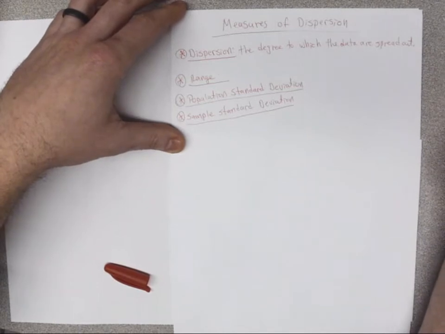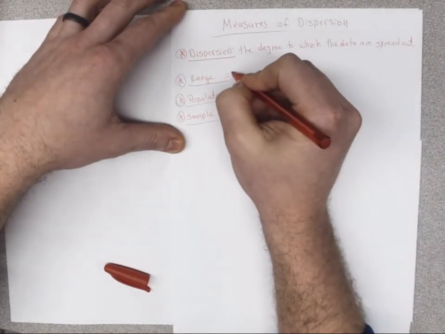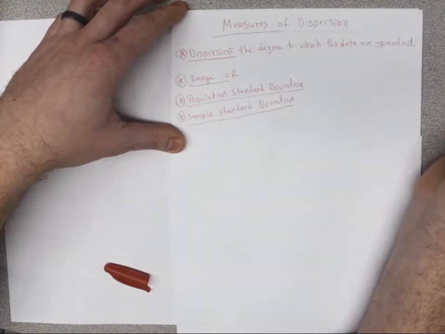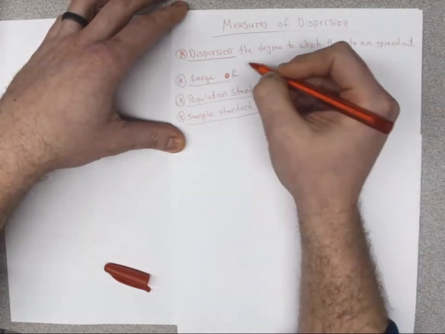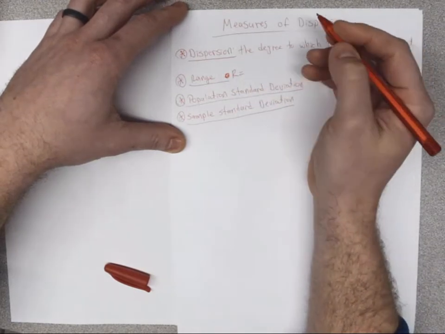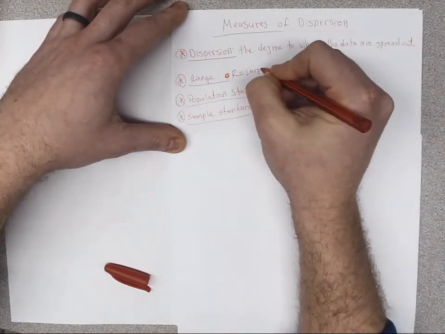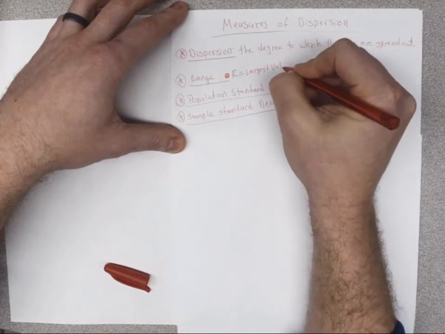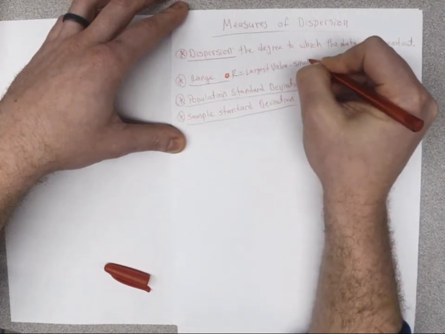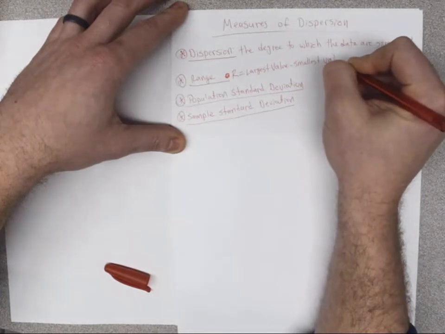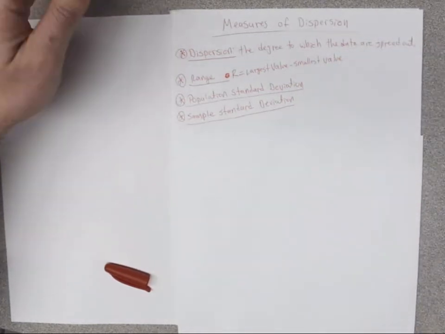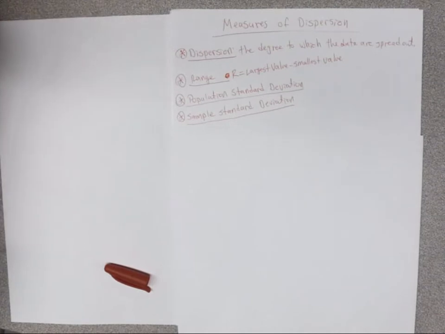The range, that is equal to R, and I shouldn't put an equal sign there. R is simply equal to the largest value minus the smallest value. So what the range does, you simply take the largest value and subtract the smallest value, and that tells you your range, where all your scores or observations fall within, which is an okay measure of dispersion, but it's not enough.